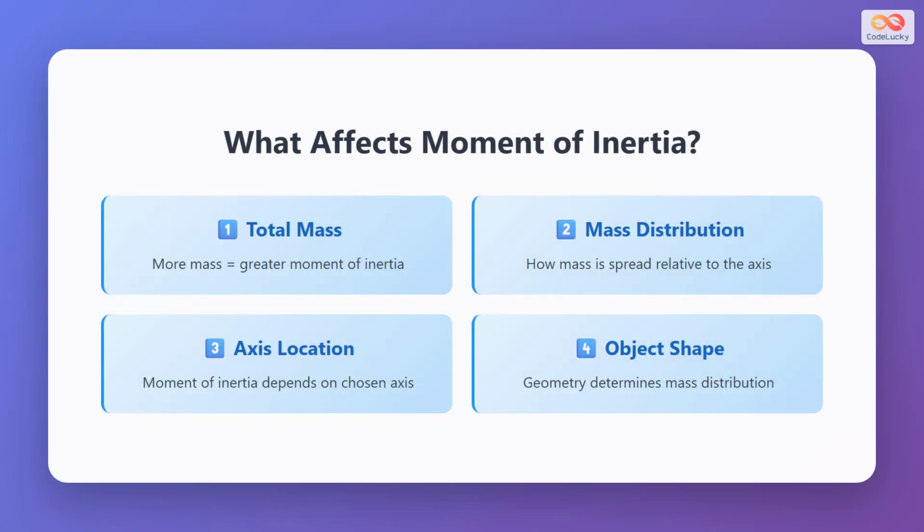Four main factors affect moment of inertia. First, total mass. More mass means greater moment of inertia. Second, mass distribution. How the mass is spread relative to the axis matters tremendously. Third, axis location. The moment of inertia depends on which axis you choose for rotation. And fourth, object shape. The geometry of the object determines how mass is distributed, which directly affects the moment of inertia.